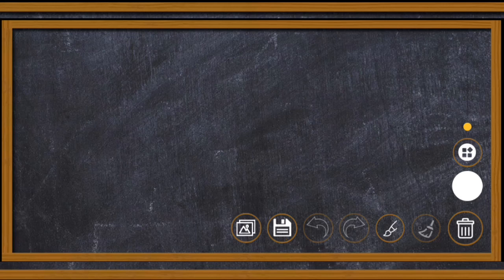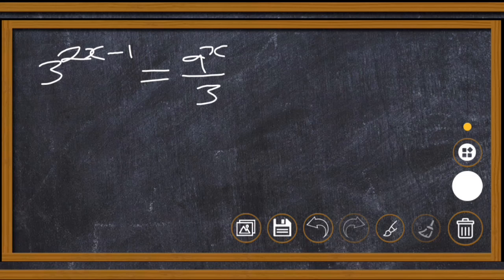Let's say we have been asked to show that 3 power 2x minus 1 is equal to 9 power x over 3. How can we show that this is the same as this? You can choose which side you want to show. What's important is applying the concept. Let's use the left side to prove that the left side is the same as the right side.